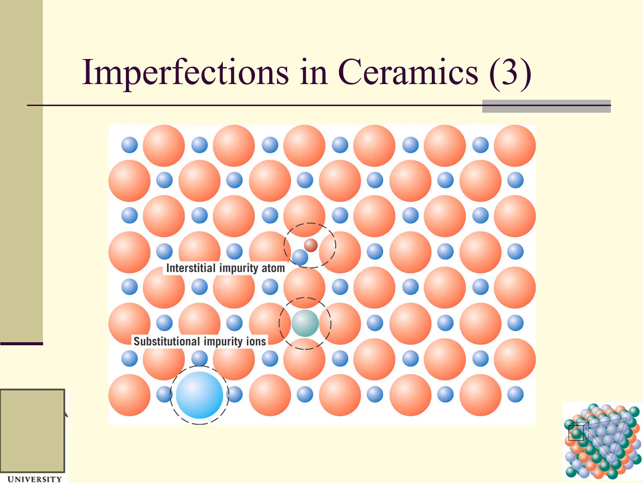And then you can see imperfections in ceramics. So this is an interstitial impurity ion. This is a substitutional impurity ion, which has a very comparable radius with the original ion. So this is substitutional. This is an interstitial impurity atom.